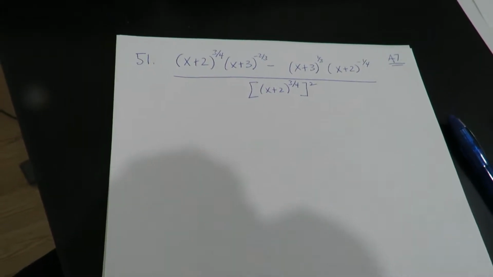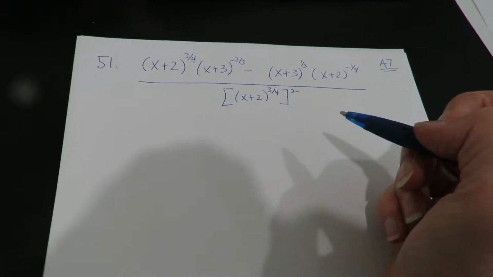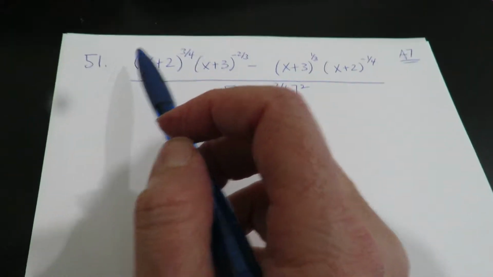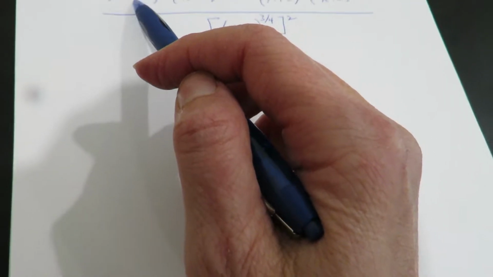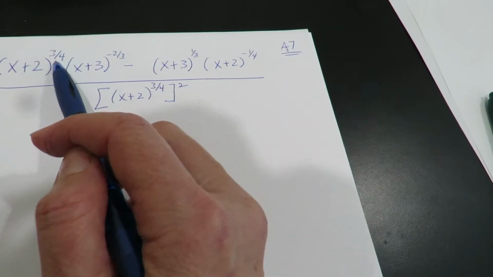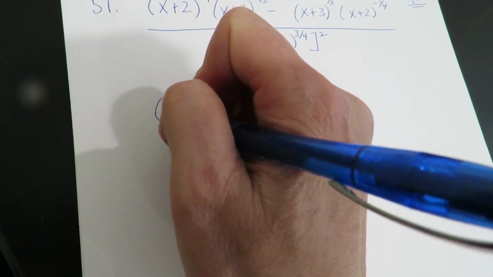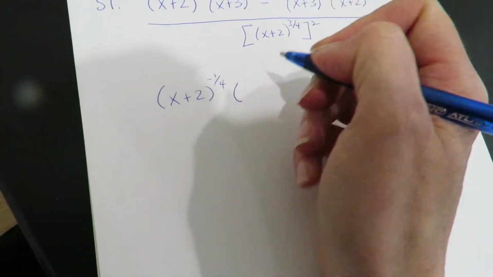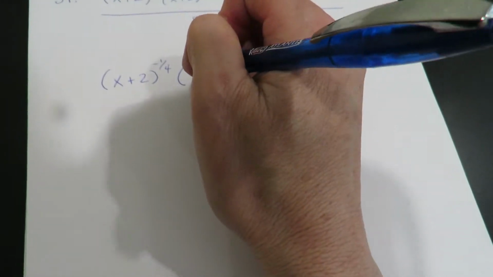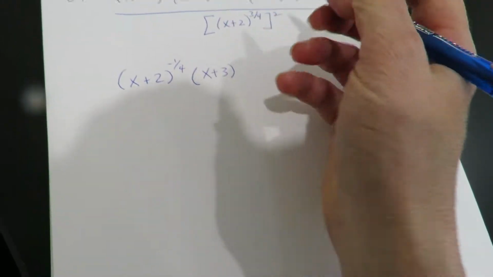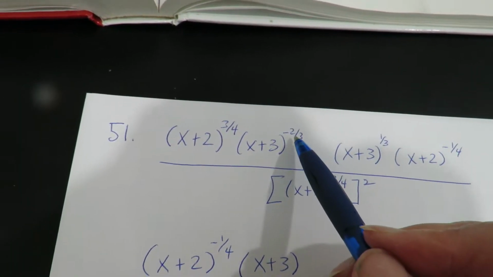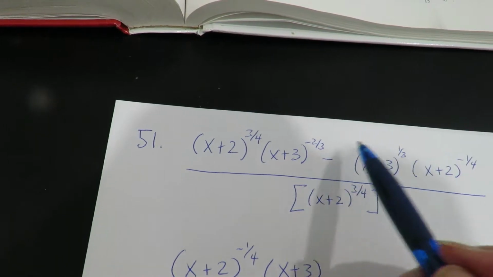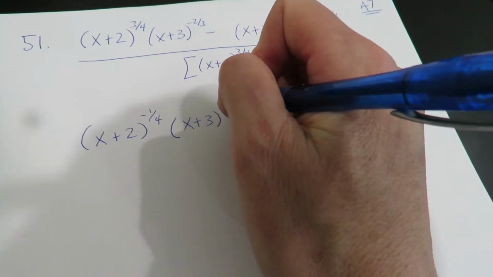All right, so there's no little parts here to combine. So I'm going to take a look at who are the lowest exponents. For x plus 2, I have a 3/4 and a 1/4. So 1/4 is the lowest, the negative 1/4. Remember, that's how we figure out the common factor. It's the lowest exponent. And I'll figure out the common factor for the x plus 3. So I'm comparing a negative 2/3 and a 1/3. This number is lower.